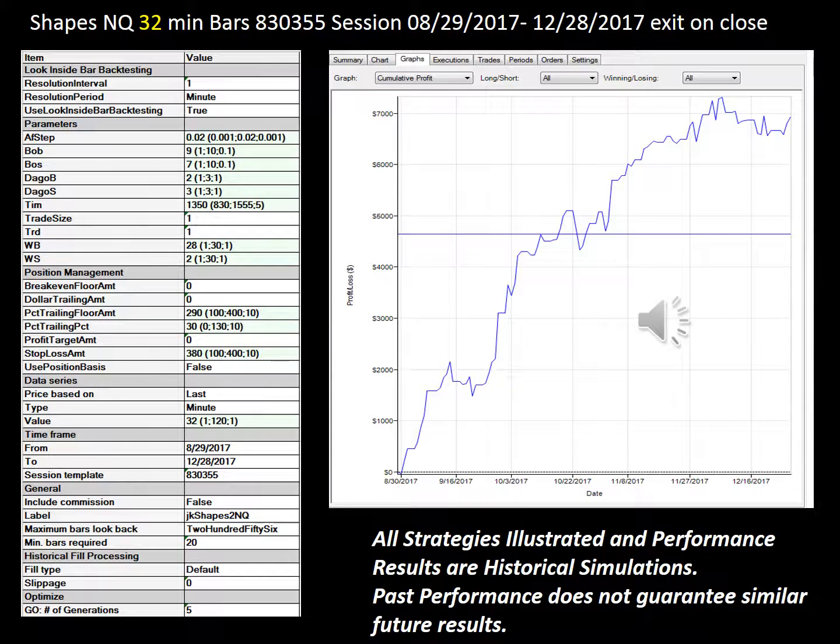Here's the NASDAQ settings. We can see we've got a fairly big stop compared to the TradeStation one. It's $380 is the stop. The minute bar is 32-minute bar, and once you make 290, you're going to trail with a 30% trailing percent. But that's how it looks. Now you can see it's kind of flattened out for the last part of December, which makes sense in effect with the holiday market.